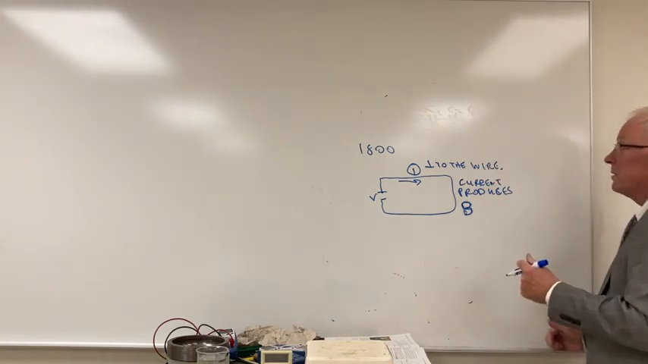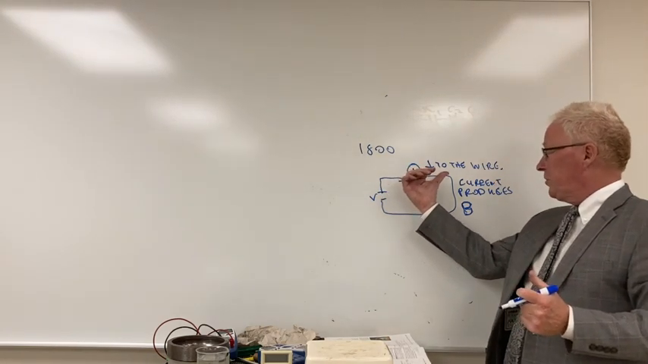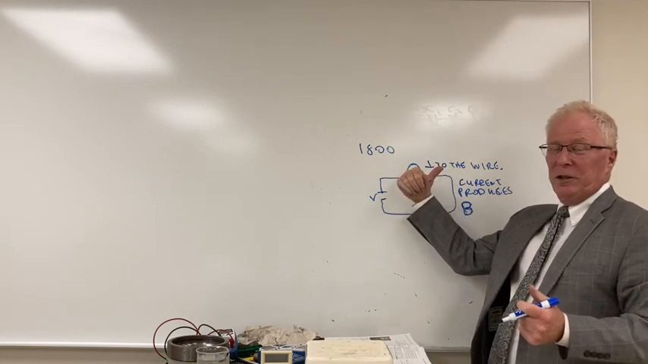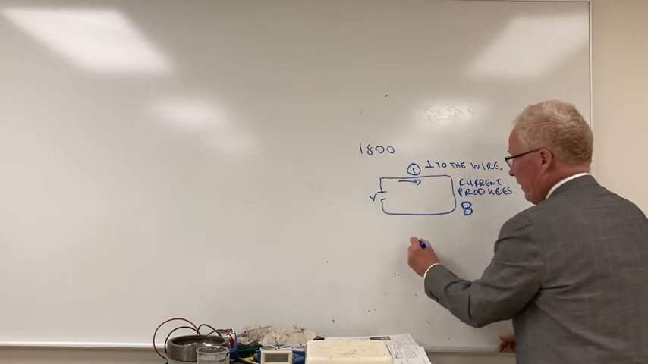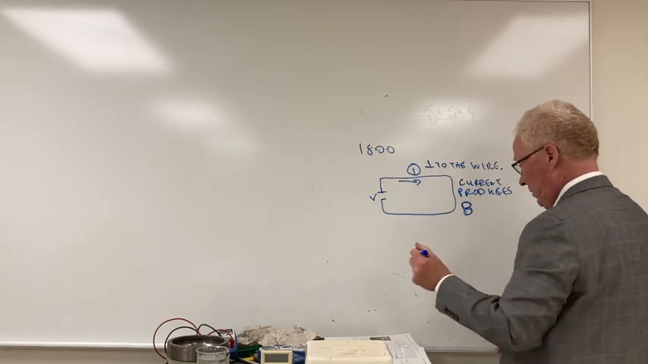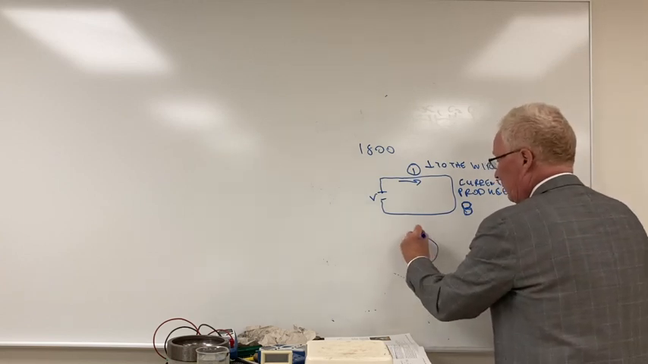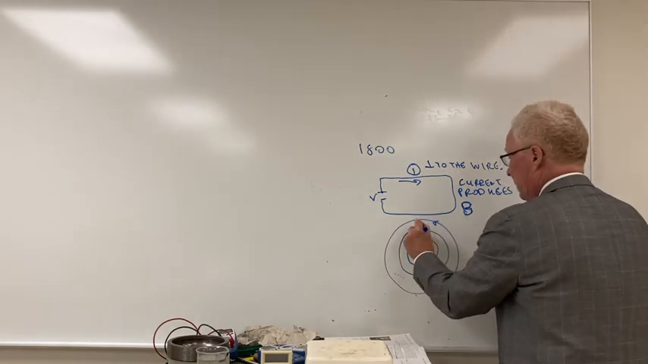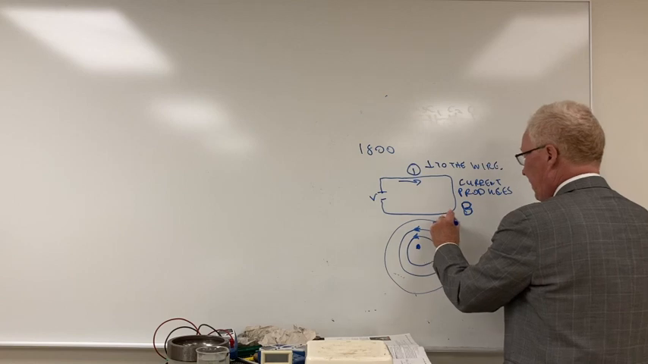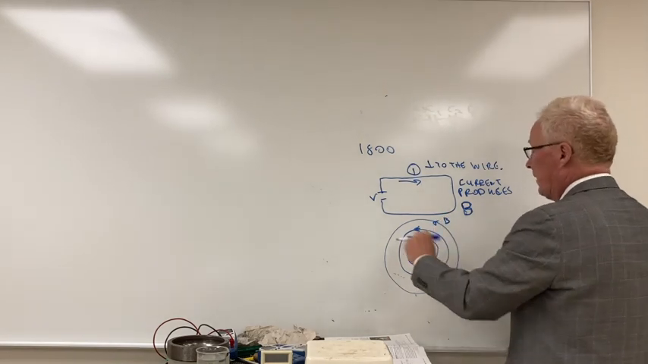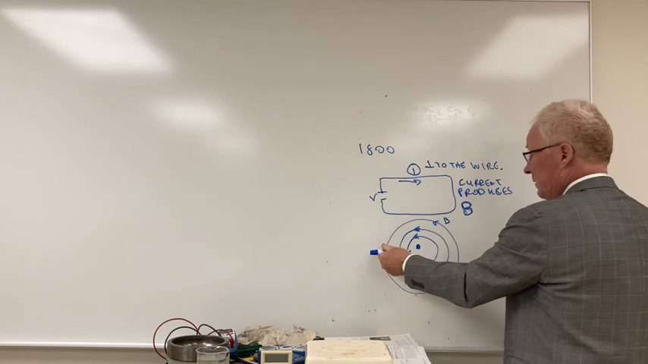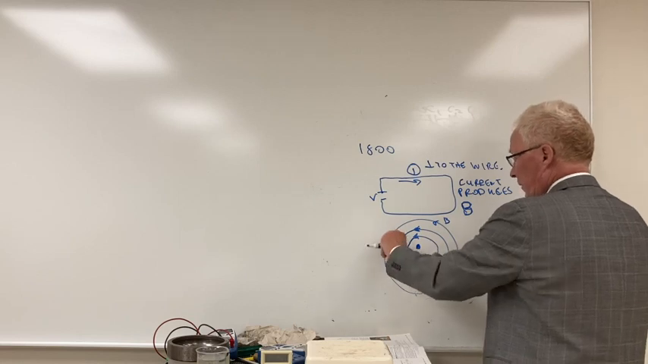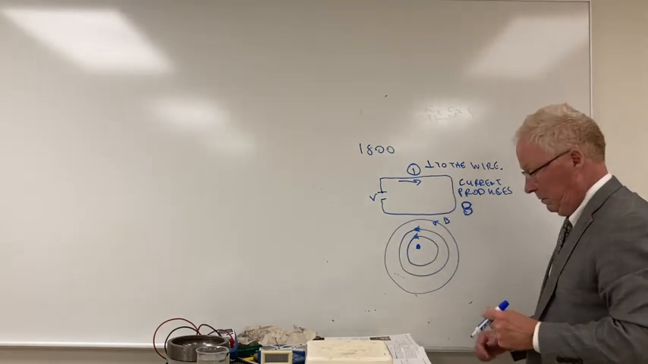So the way this works, if you point your thumb in the direction of the current, your fingers will curl around in the direction of the magnetic field, looping around it. If the current is coming out, then the magnetic field loops around like so. So B will be looping around, and if I have a compass, it'll point either this way or that way depending on the direction of the current, but it'll be perpendicular to the wire.